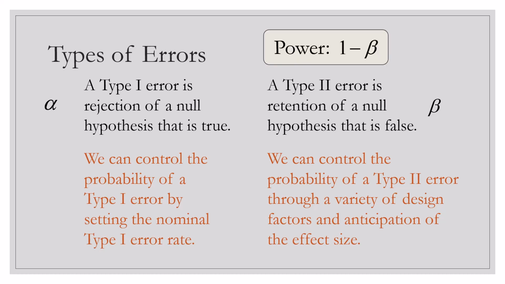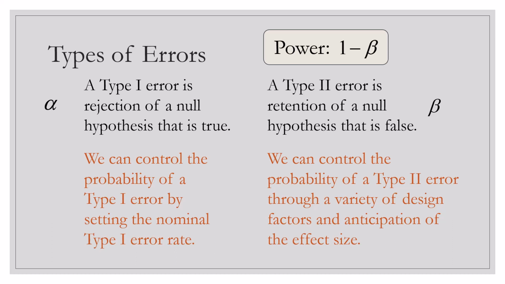Now, this relates to power directly. Power is 1 minus beta. If the acceptable standard for beta is 0.20, then the acceptable standard for power is for it to be at least 0.80 or 80%. We want the probability of detecting a treatment that is actually there to be at least 80%, just like we want the probability of detecting a treatment that's not there to be no more than 5%.